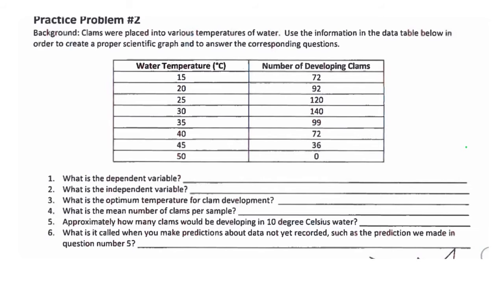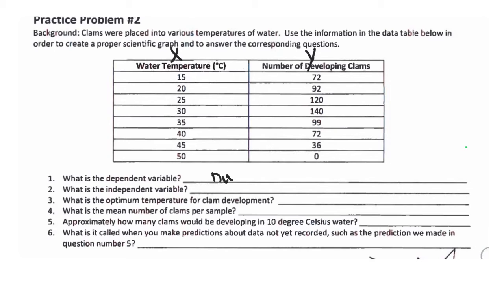Okay, let's look at our second problem. So it says clams were placed into various temperatures of water. Use the information in the data table below to create a proper scientific graph and to answer the corresponding questions. First off, let's talk about our dependent, independent, and then we'll start our graph. So if we're looking at the development of clams, and remember I talked about this as well in math class, whatever's first is your x, the second is your y. So that tells you your independent and dependent.